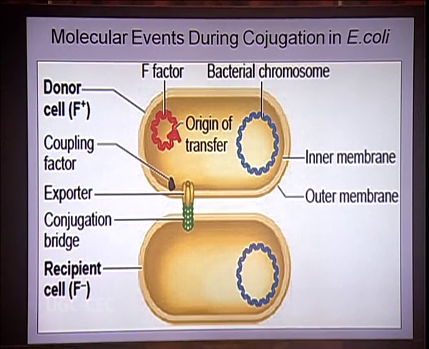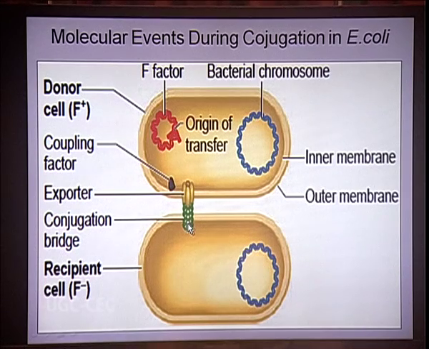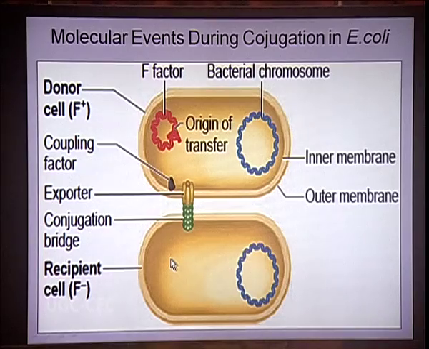So let's have a look at the molecular events that occur during conjugation in E. coli. First, there exists a plasmid called the F factor, which codes for a protein called the pilus protein. That pilus protein is responsible for bringing the donor cell into close proximity of the recipient cell. It also codes for certain proteins responsible for making the conjugation bridge between the donor bacteria and the recipient bacteria. This F plasmid also codes for a class of enzymes called relaxosomes.